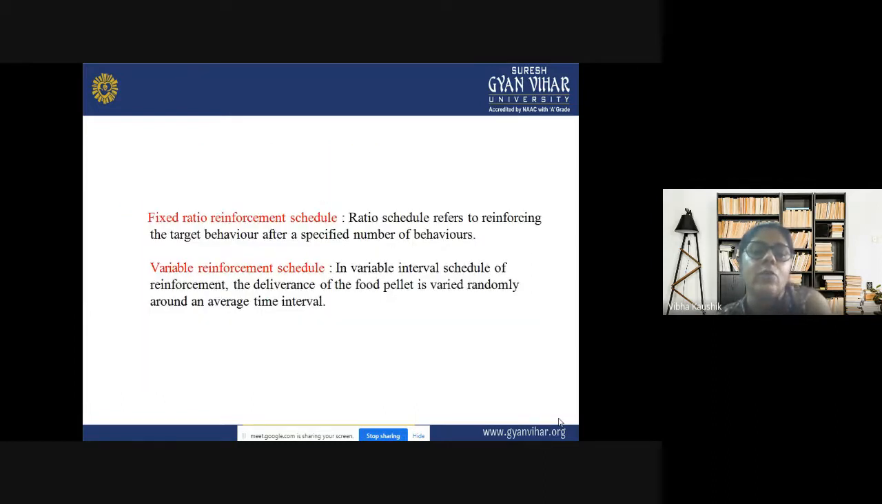Fixed ratio reinforcement schedule. Ratio schedule refers to reinforcing the target behavior after a specified number of behaviors. Means after a specified number of behaviors, we have to reinforce the target behavior. Variable interval schedule of reinforcement: the delivery of the food pattern is varied randomly around an average time interval.